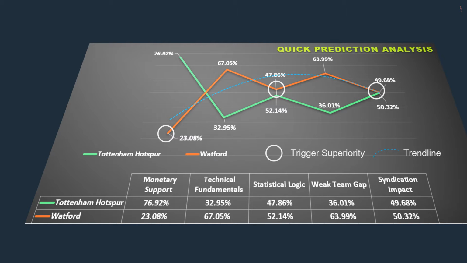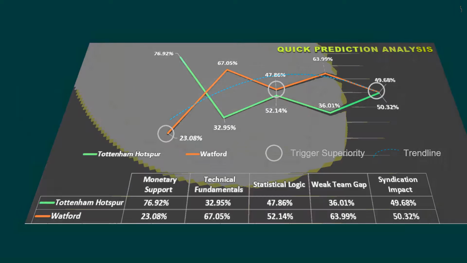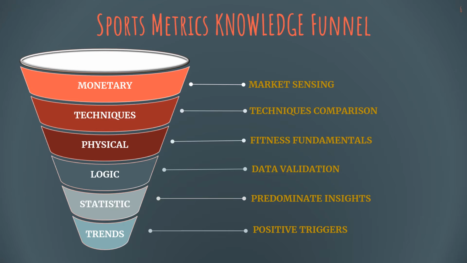Watford has superior statistics. Watford has earned 3 trend triggers, which helps to increase its chances of winning within the overall framework. With the information provided, the picked team will be able to use all of its resources and play a solid game as predicted. Welcome to our knowledge funnel.